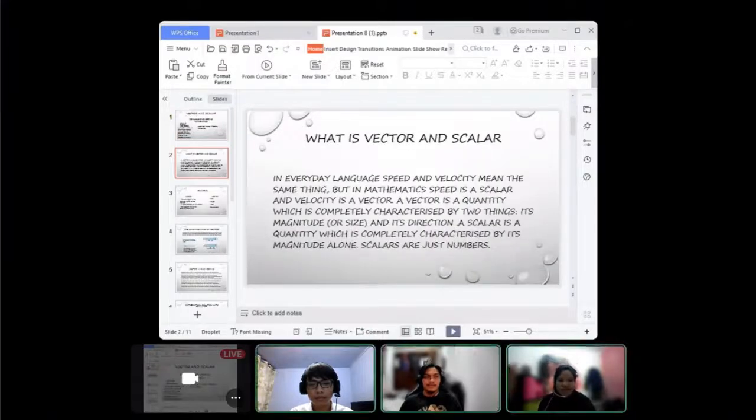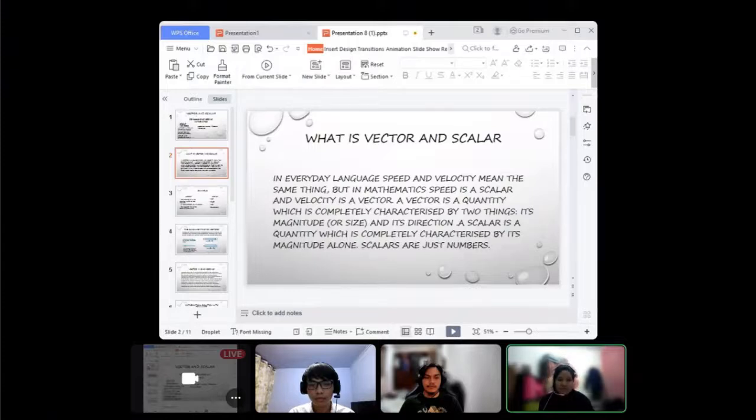So what is vector and scalar? In everyday language, speed and velocity mean the same thing, but in mathematics, speed is a scalar and velocity is a vector. A vector is a quantity which is completely characterized by two things: its magnitude or size, and its direction. A scalar is a quantity which is completely characterized by its magnitude alone.